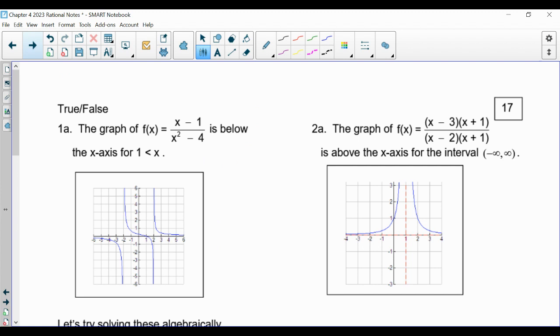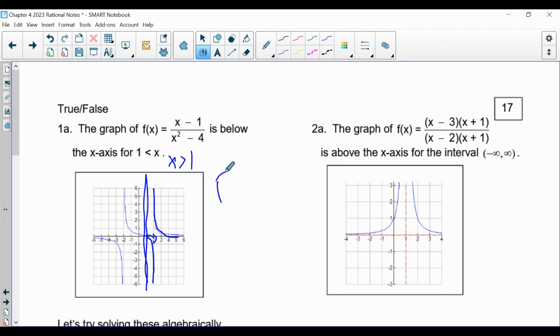True and false, but this time we're looking at rational graphs. So when you look at this, it's asking is below the x-axis, and again, I don't like that they wrote it that way, so I'm going to flip it and say x is greater than 1. So here is x is 1. We're looking to the right because we're looking at greater than. It is below for part of it, but then it jumps above.